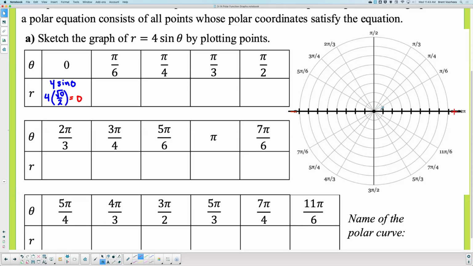Go to your graph, and at theta, put the point at 0. That would be your very first point. When our polar axis is at 0, we would have a value of 0. Remember, this is the positive side, this is the negative side.